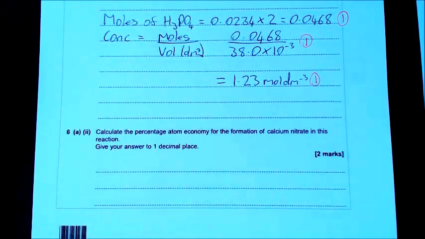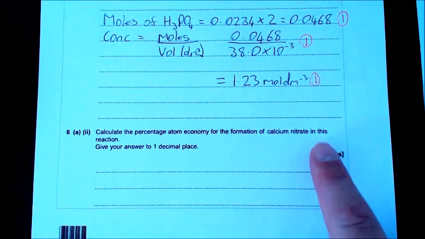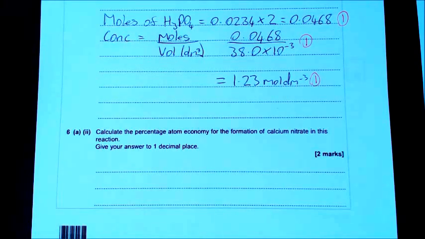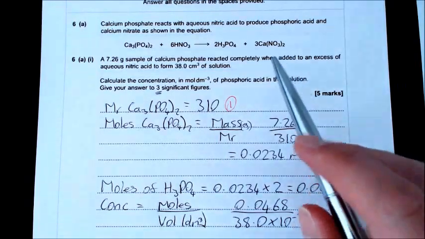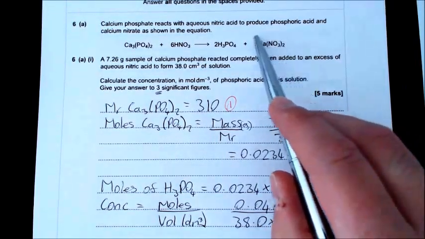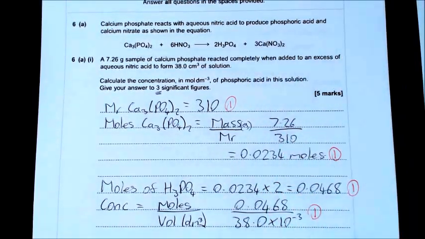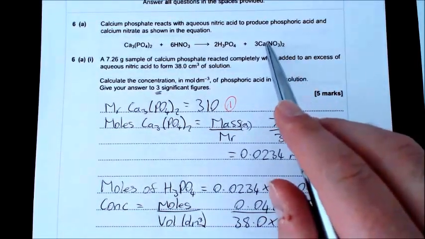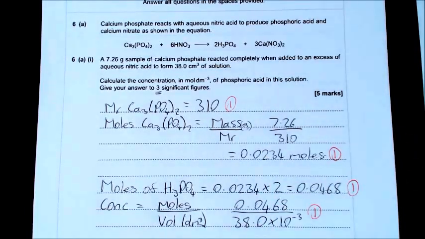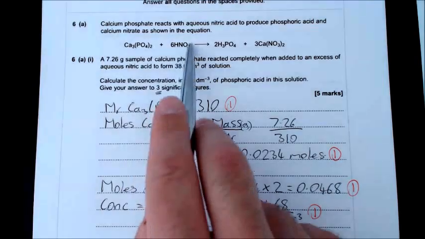Okay, so if we look at the next question, I'll just push that up there. Calculate the percentage atom economy for the formation of calcium nitrate in this reaction and give your answer to 1 decimal place. All right, so what we have to do is percentage atom economy of calcium nitrate. So if I bring this down here, just so you can see it, we've got calcium nitrate here. This is the useful product. Now, the percentage atom economy is the mass of atoms in the useful product, which is this, divided by the total mass, or MR, of the reactants.